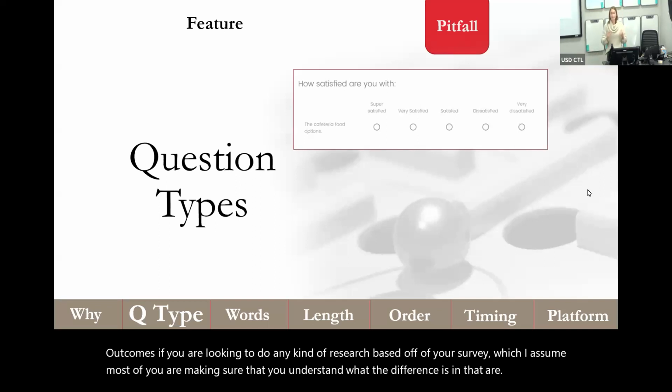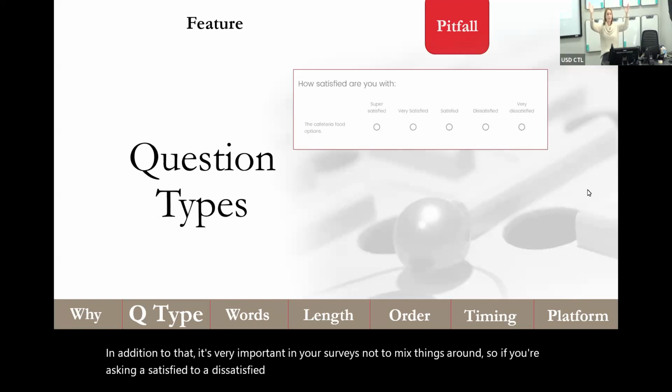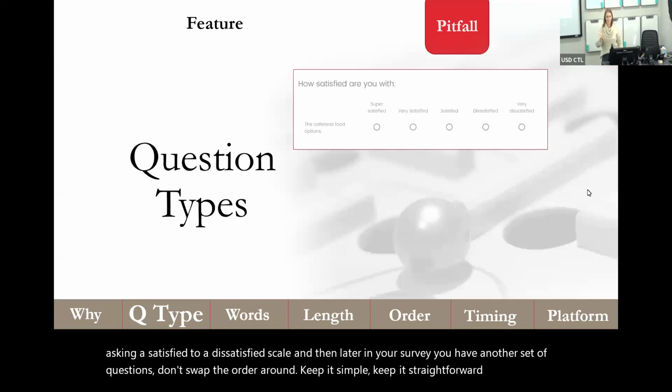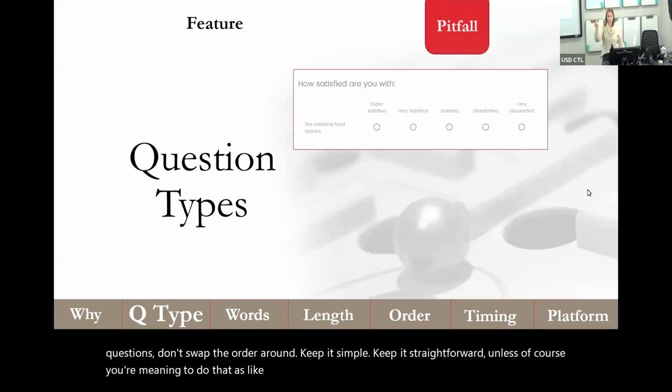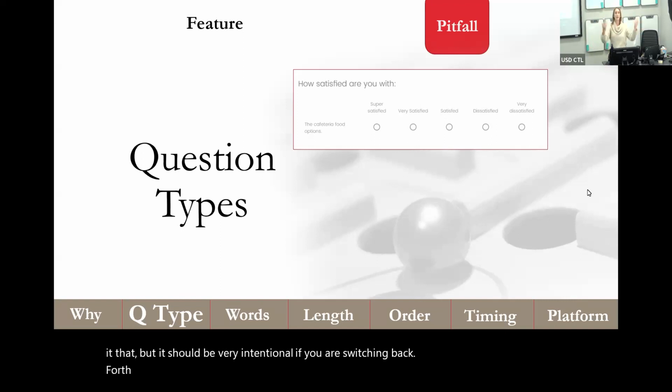In addition to that, it's very important in your surveys not to mix things around. So if you're asking a satisfied to dissatisfied scale, and then later in your survey you have another set of questions, don't swap the order around. Keep it simple, keep it straightforward. Unless, of course, you're meaning to do that as a cognitive check for your participants. Obviously do it then, but it should be very intentional if you are switching back and forth between satisfied, dissatisfied, agree, disagree, whatever your scale is.